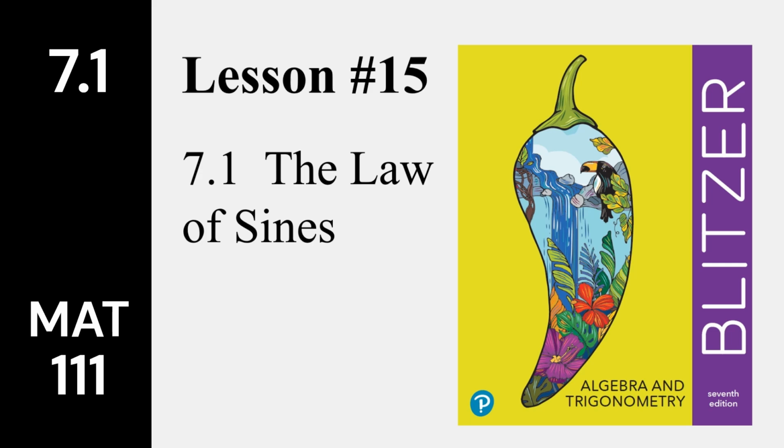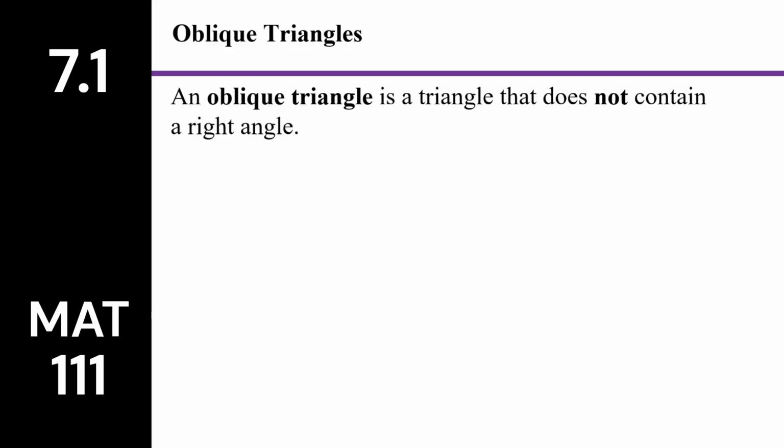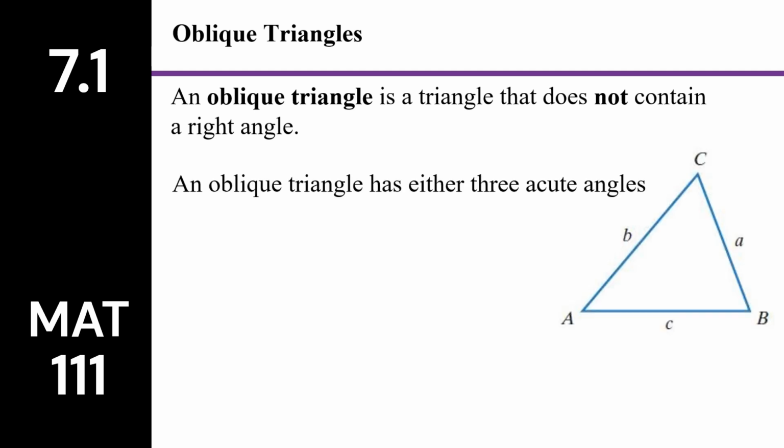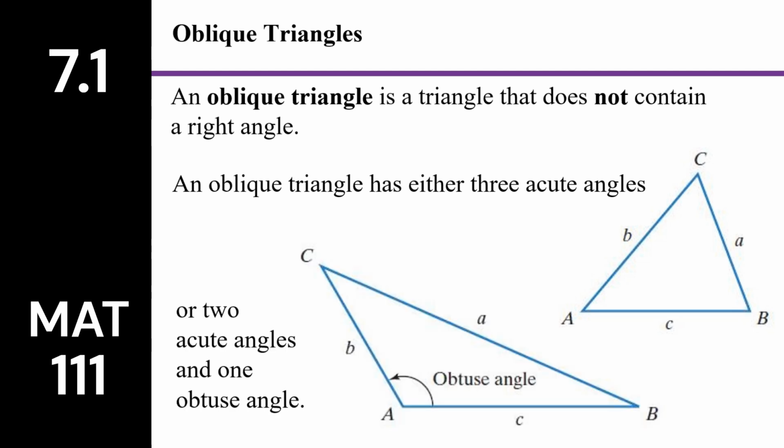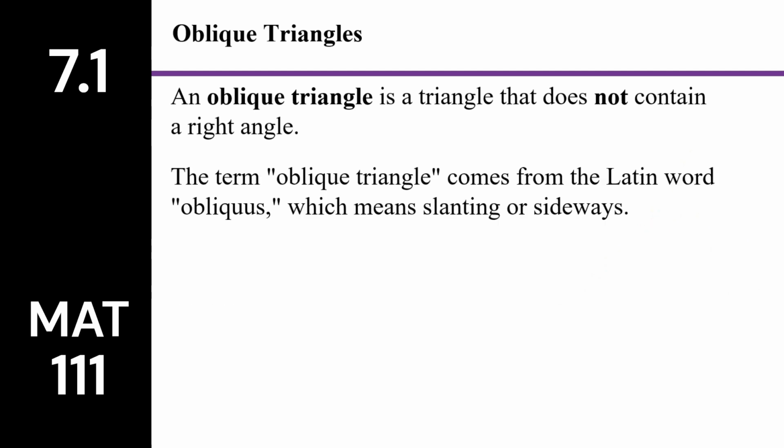Section 7.1, the law of sines. An oblique triangle is a triangle that does not contain a right angle. It can have either 3 acute angles or 2 acute angles and 1 obtuse angle. The term oblique triangle comes from the Latin word which means slanting or sideways.